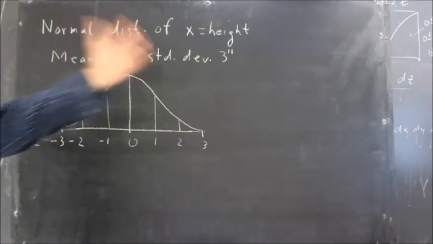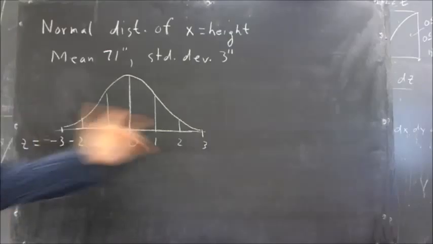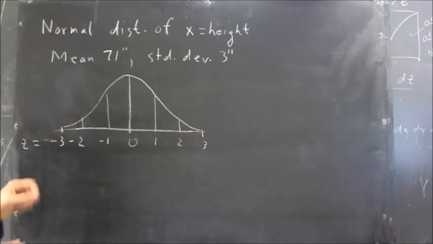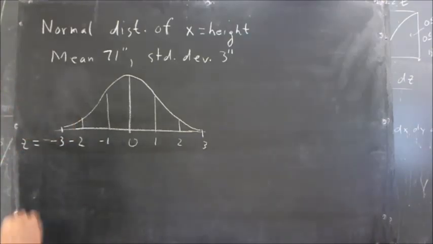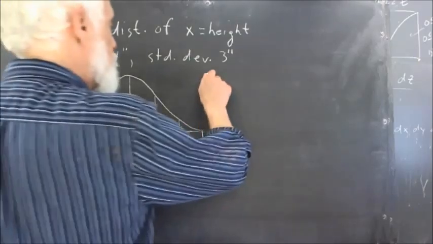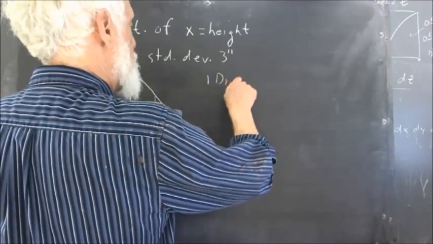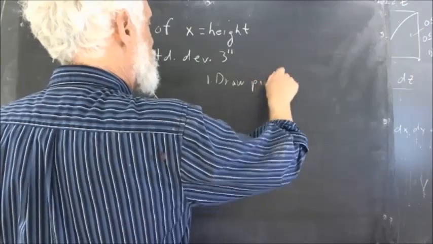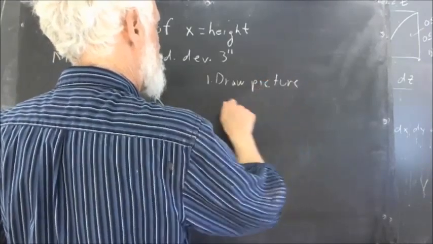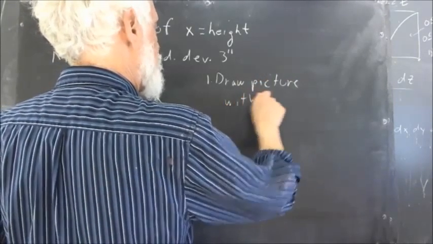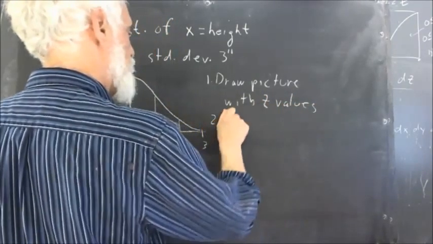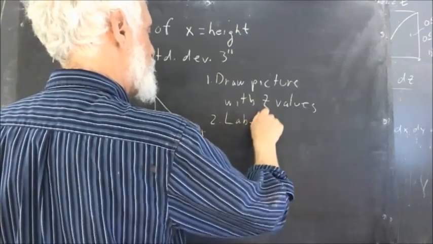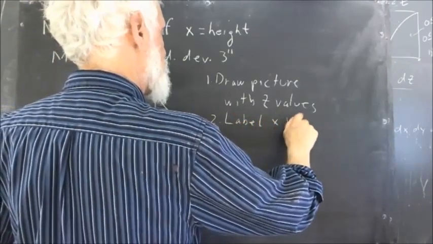As soon as you see you've got something that's normally distributed, you draw this picture, and it's always the same picture, same numbers for the z values. Then we relabel. So 1, we draw the picture with the z values. 2, label the x values.